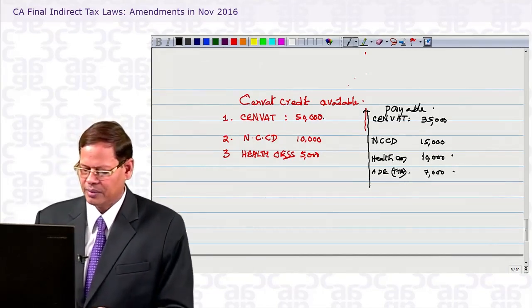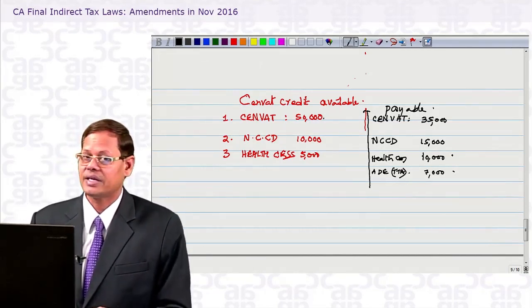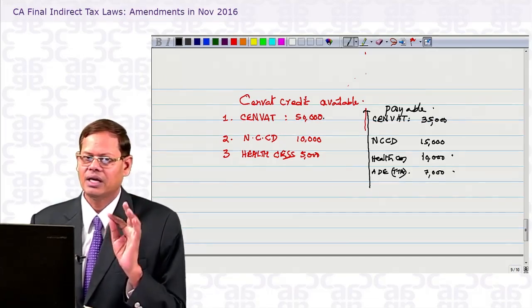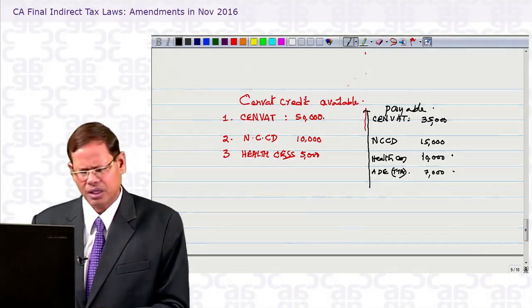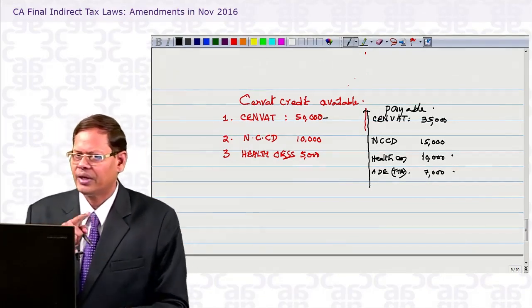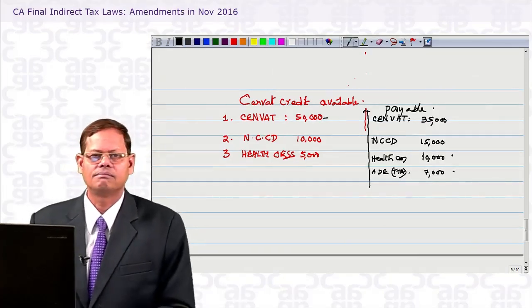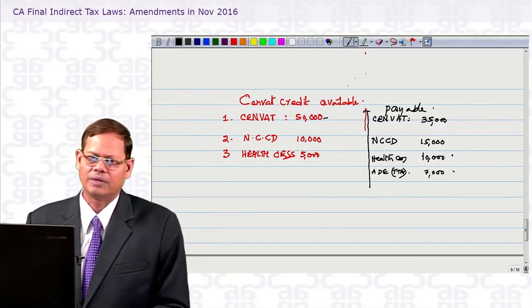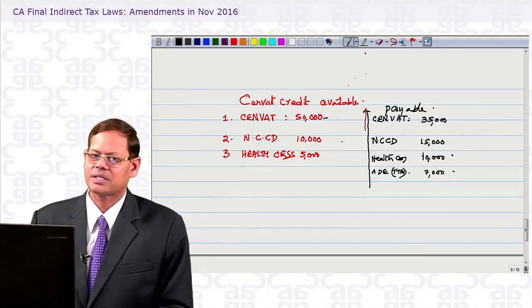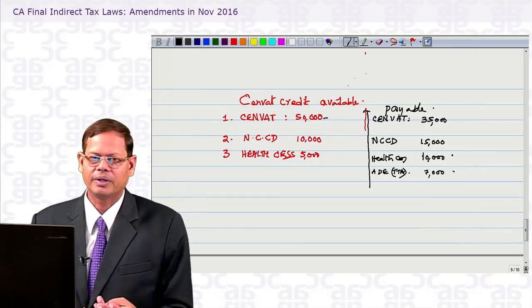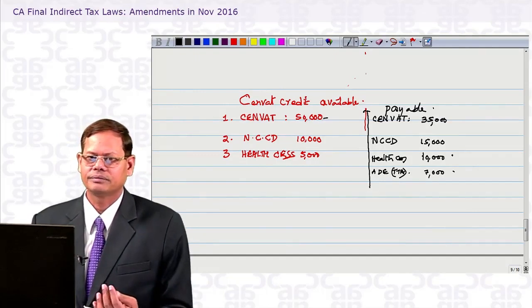CENVAT credit in 5 categories: CENVAT, service tax, AD, GSI and CVD portion, or even special CVD portion can be used for payment of any tax or duty at the output level, except exceptions are there. You know, clean environment cess they can't pay, and health cess they can't pay, NCCD they can't pay, like that.